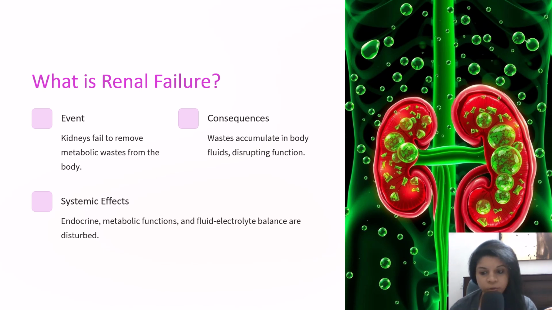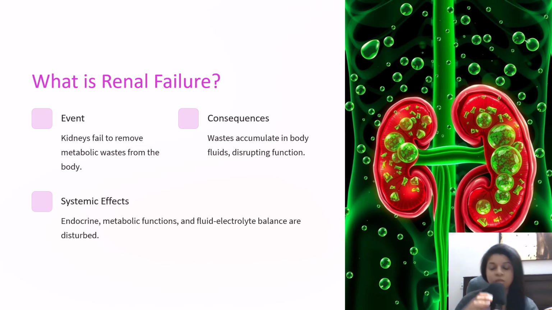Now coming to the topic proper, that is renal failure. Renal failure is an event where the kidney fails to remove the metabolic waste products. So the function of the kidney is lost when the kidney is in failure. That is just common sense. So there is a systemic effect, that is, endocrine effects will be shut down. Metabolically also there will be defects, and fluid and electrolyte balance is also disturbed.